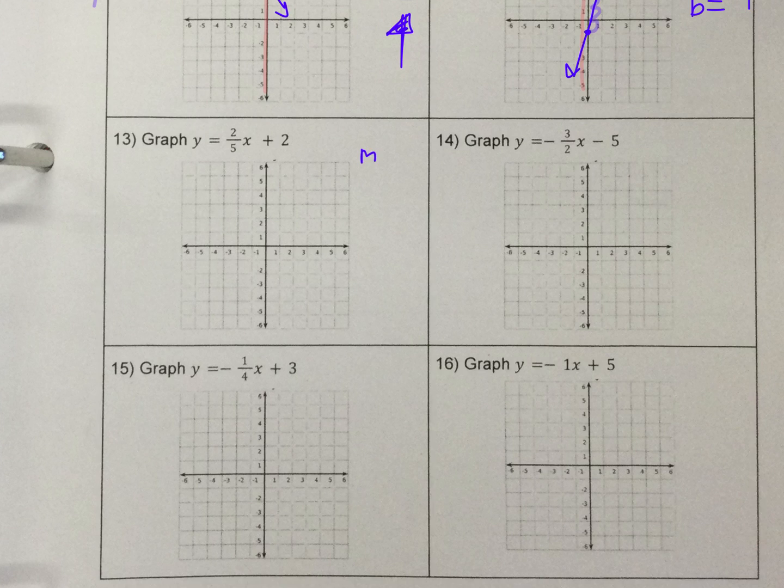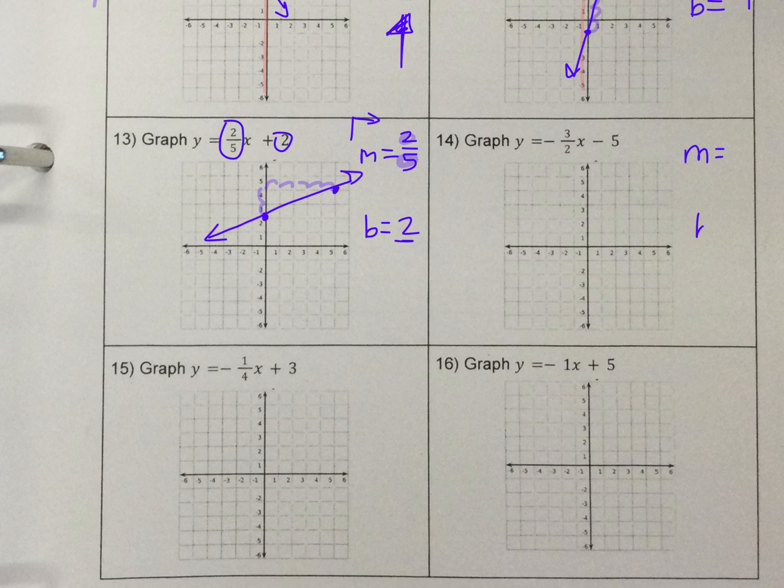All right, need an m and a b. My m is 2 over 5. It's positive, so I'll rise and run to the right. And then my b is a 2. So I start with the b, so I put a dot on the 2. Then I'm going to rise 2, 1, 2, and I've got to run 5, 1, 2, 3, 4, 5. Put a dot, connect my dots.